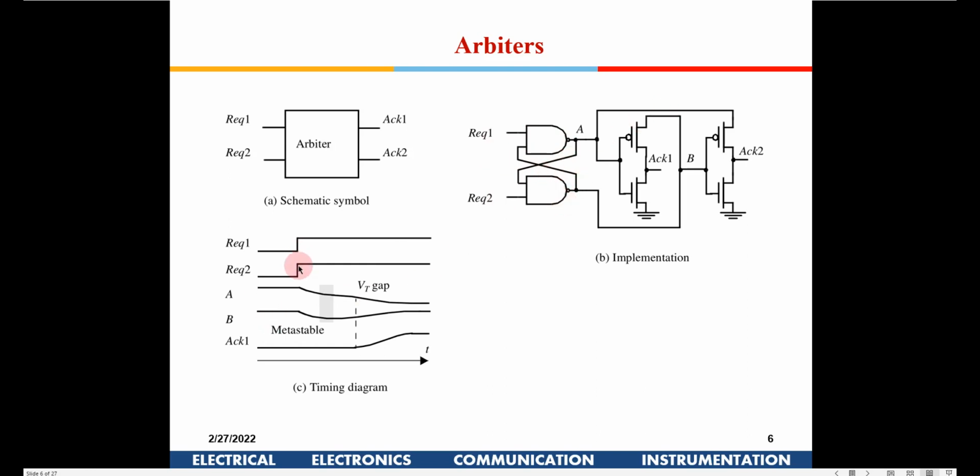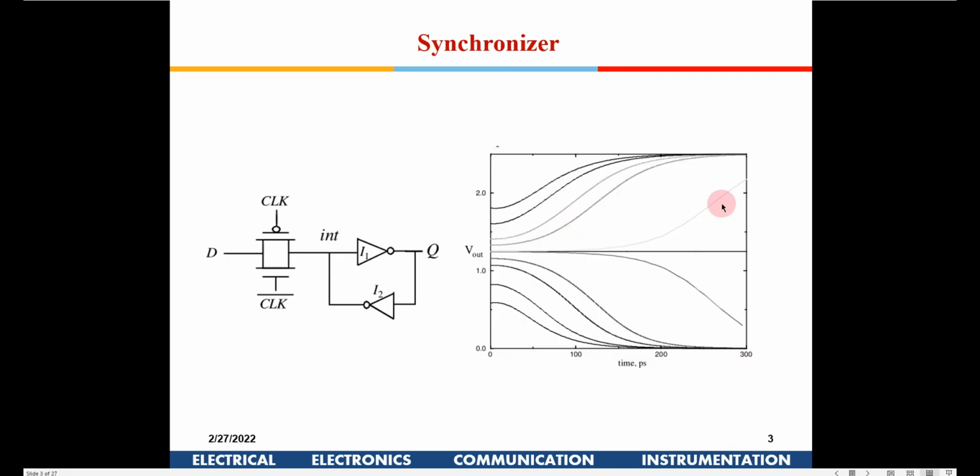What if both are going high? Then for sure I can't say whether A or B will be acknowledged. Because of a stray signal, whichever goes slightly higher, because it is a positive feedback, will not remain at an intermediate state for long. Like we saw in this case, it will get slaved to one of the places. Okay.